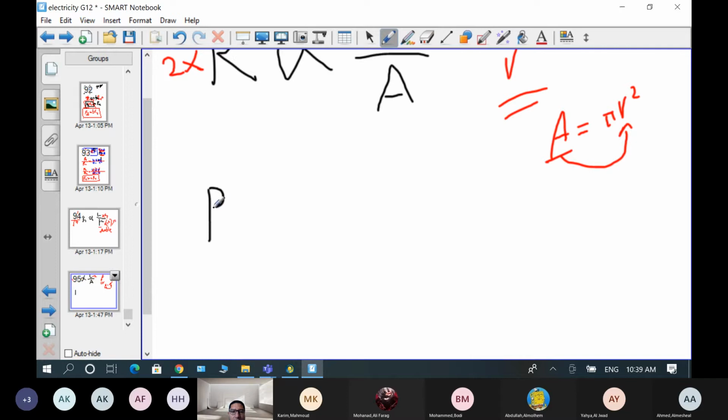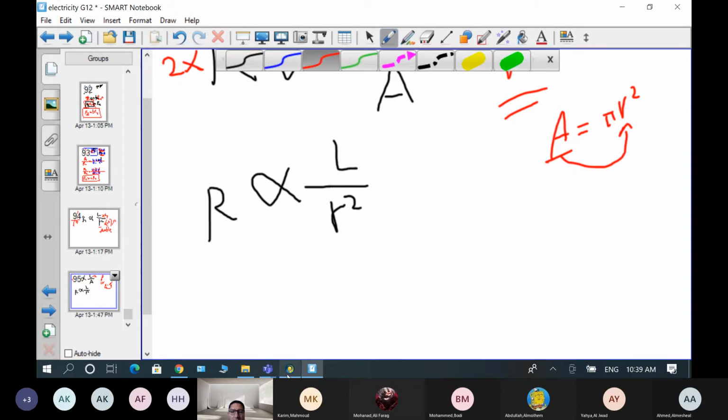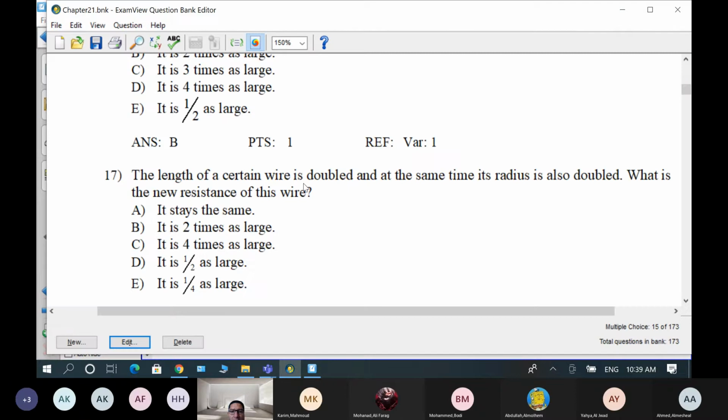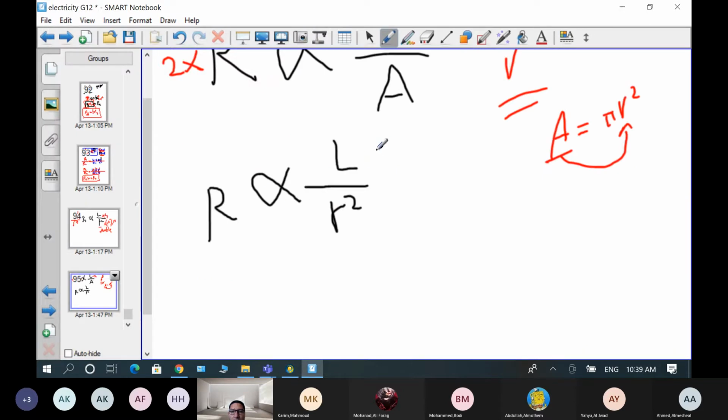R is directly proportional to length over r squared, radius squared. And let's see what happened. In the problem, the length of the wire is doubled, and at the same time the radius is also doubled. So this is the original resistance, this is the original length, and this is the original radius. Now, in red, I'm going to make changes to see what the new resistance is.